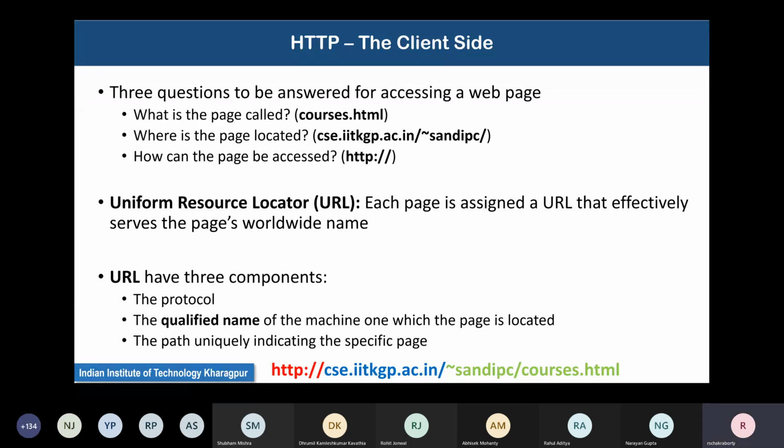Each page is assigned a complete path, or the name, which shows its path, the protocol, and the machine on which the page is located. This is called a uniform resource locator, or URL. Okay, so the entire URL of this web page is http://csc.itkgp.ac.in, and then the path basically. So the colon is the way you specify the HTTP protocol and separate it out from the server name. So this is a requirement, you have to specify it like that.